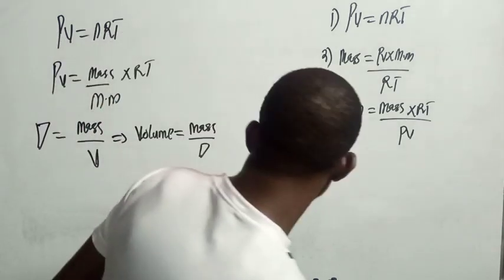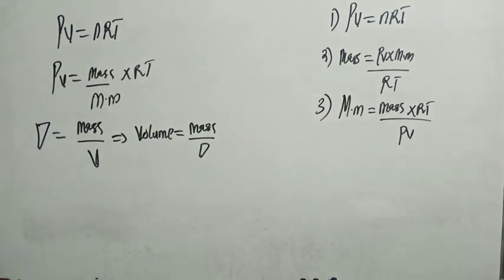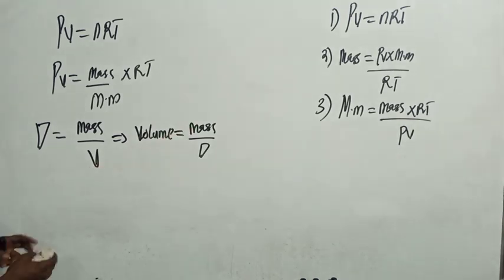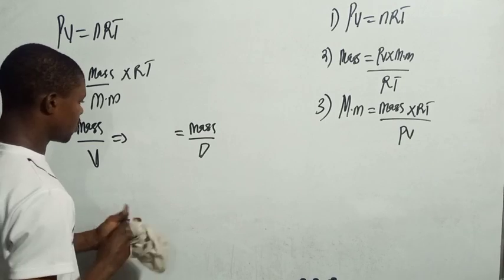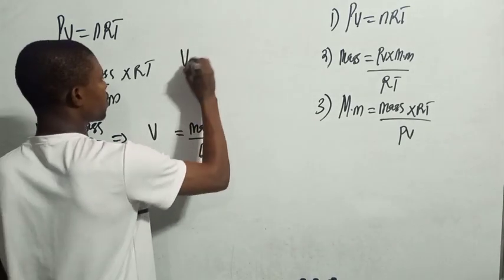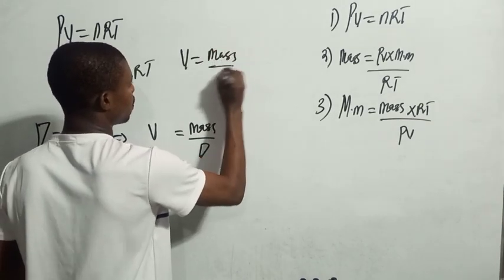So what I want to do here is, anywhere I see my volume, I put mass over density. So here I can say V equals mass over density.